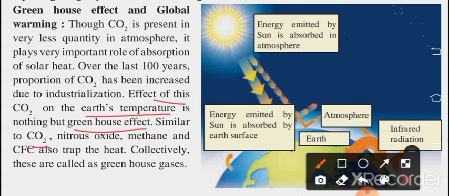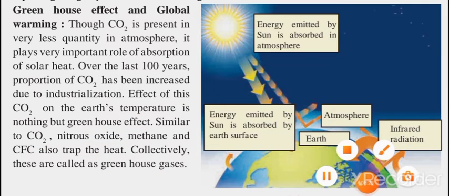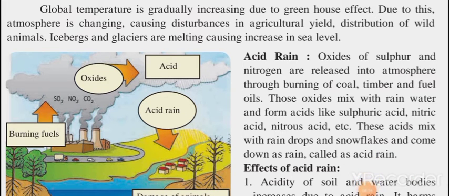Similarly to CO2, nitrous oxide, methane and CFC also trap the heat. Collectively, these are called greenhouse gases. We can say that global temperature is gradually increasing due to greenhouse effects. Due to this, the atmosphere is changing, causing disturbance in agriculture and distribution of wild animals, and icebergs and glaciers are melting, causing an increase in sea level. So all these things affect the balance of our environment.